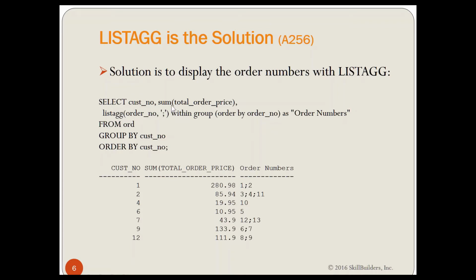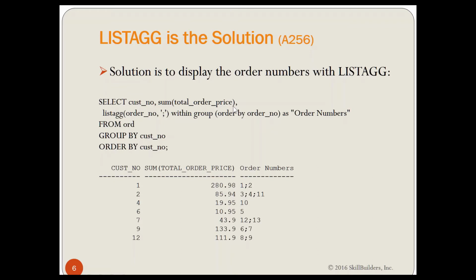Sum is an aggregate. LISTAGG is also an aggregate. So we have not violated our golden group by rule. We're grouping by custno, so we have one group for each custno, one row for every custno, but we're displaying the data differently. How are we doing that?